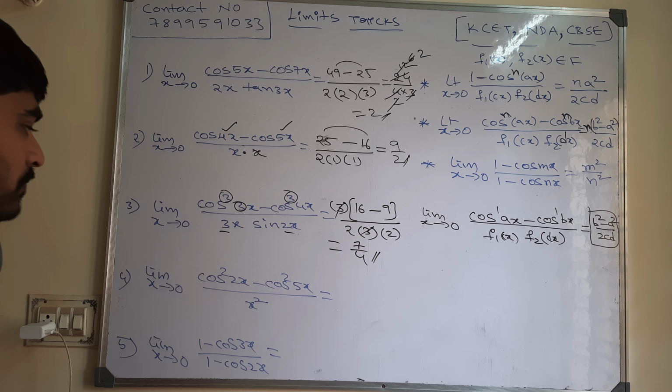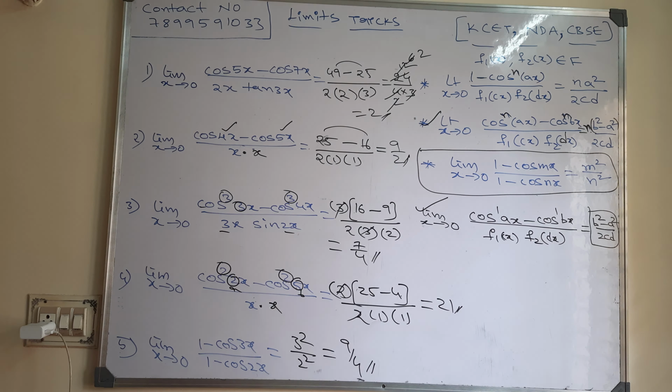And now this formula. If the question is in the form of 1 minus cos mx divided by 1 minus cos nx, what I can write is m square by n square. What is the m value here? 3. So 3 square by 2 square. 3 square is 9, so 9 by 4. See how easy these questions are.